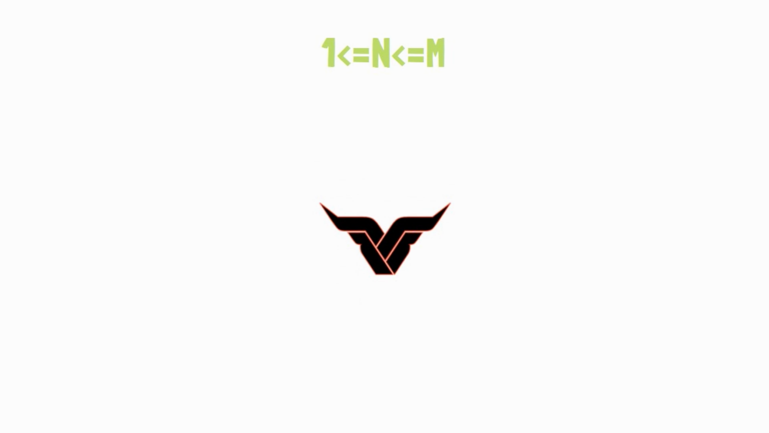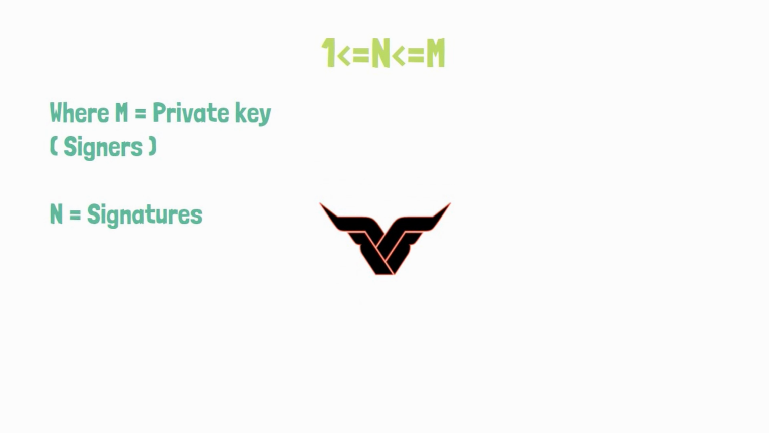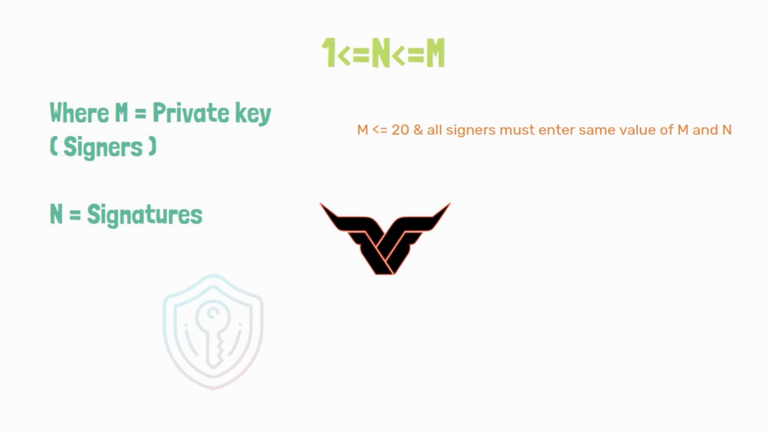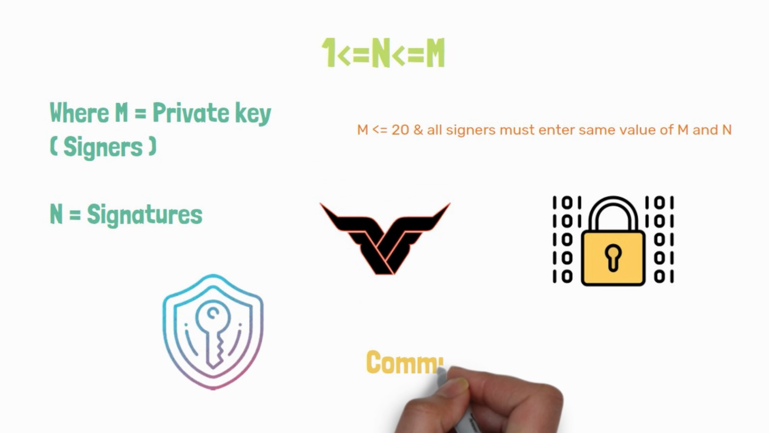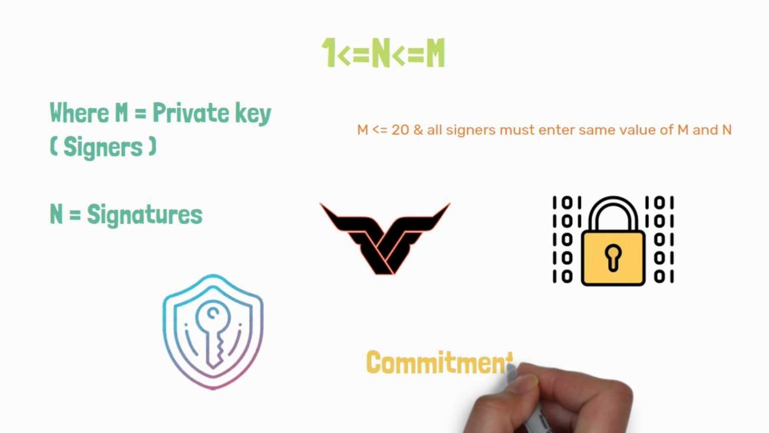In a multi-sig wallet with m private keys or cosigners, depending on its configuration, any transaction may require n signatures, where 1 ≤ n ≤ m, and m is always at most 20, and all signers must enter the same values of m and n. In the Ergo blockchain, a transaction is prepared in 2 steps before being submitted to the transaction pool. The required commitments are generated. The transaction is signed using the commitments or data.